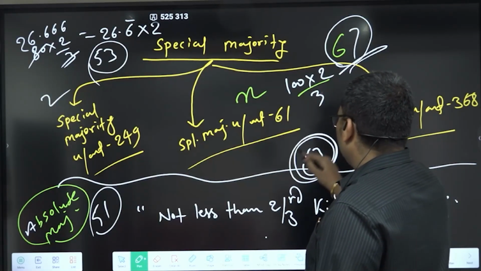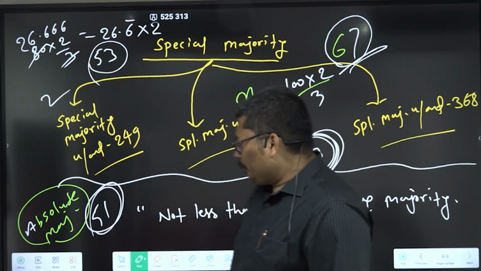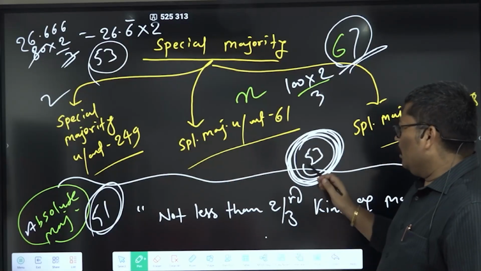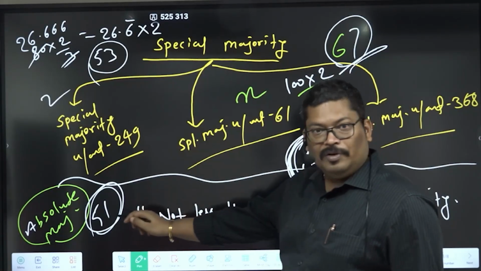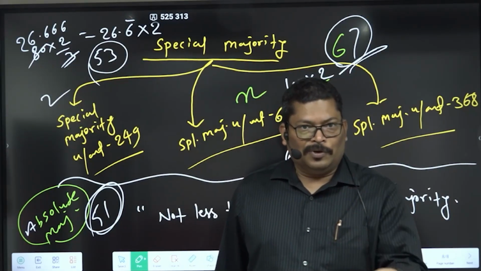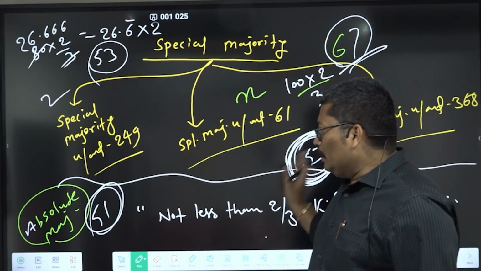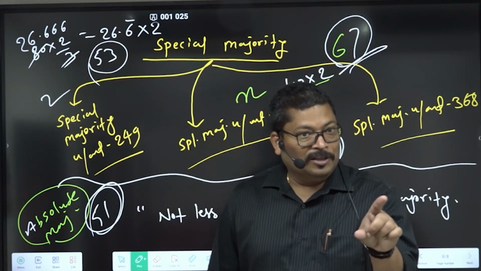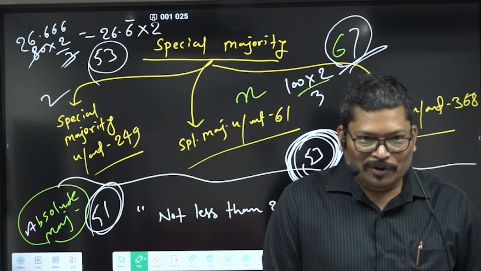Now make a comparison between these two sets of figures. Figure of absolute majority is 51. Figure of special majority under Article 249 is 53. If this figure is either equal or greater than 51, then you say a special majority under Article 368 got satisfied. But if this figure is less than the figure of absolute majority, then a special majority under Article 368 won't be satisfied. Have you got the point or not?